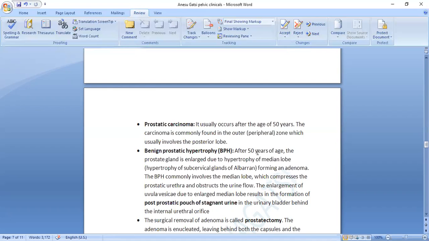This uvula vesicae is a slight projection into the cavity of the bladder just behind the urethral opening, marking the location of the middle lobe of the prostate gland. So that's the median lobe. It's going to erase the uvula vesicae. Then you have a post-prostatic pouch of stagnant urine within the urinary bladder.